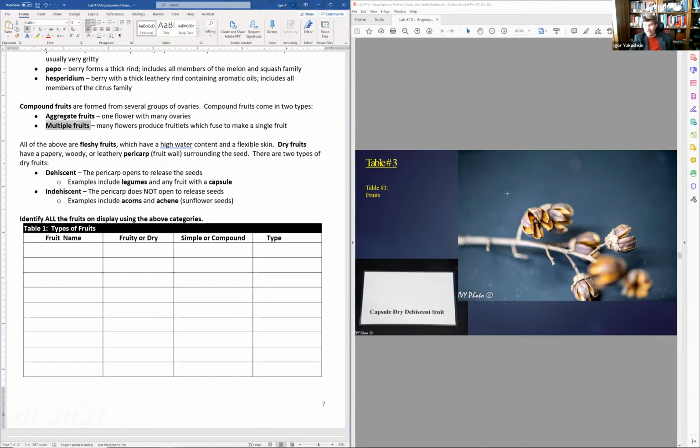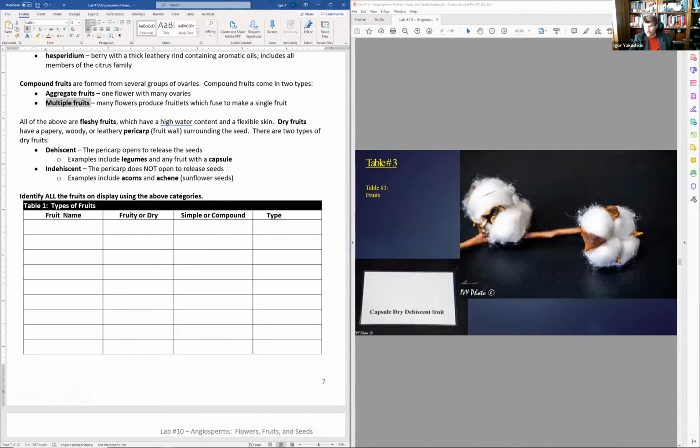But anyway, in this particular case, what we'll see is the dry fruit, which is automatically simple. So we have a dry fruit. When it's ready, it opens up, releasing the seeds. So it's a dehiscent fruit. Okay. Dry will be automatically simple, and the type will be dehiscent. You need to know that. Dry, dehiscent.